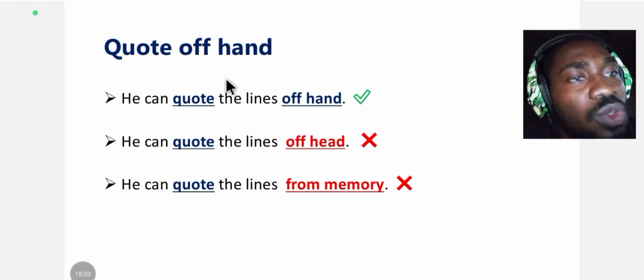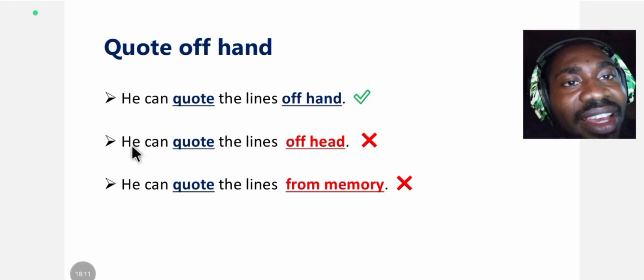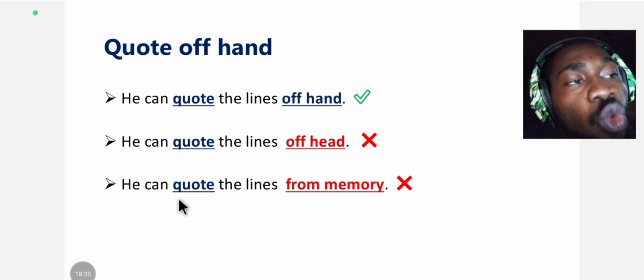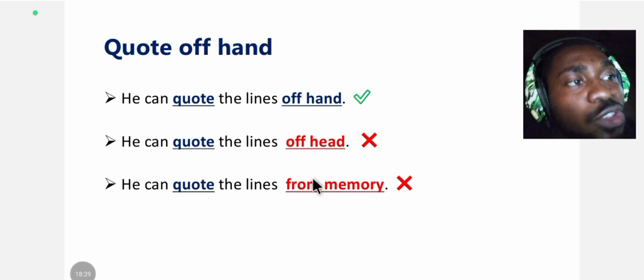When you want to quote, you want to recite something. He can quote the lines offhand. Correct. Another example here. He can quote the lines offhead. This one is another common mistake. Offhead. That's wrong. Offhand. Can quote it offhand. You quote offhand and you learn by heart. He can quote the lines from memory. That's wrong. You quote offhand and you learn by heart.